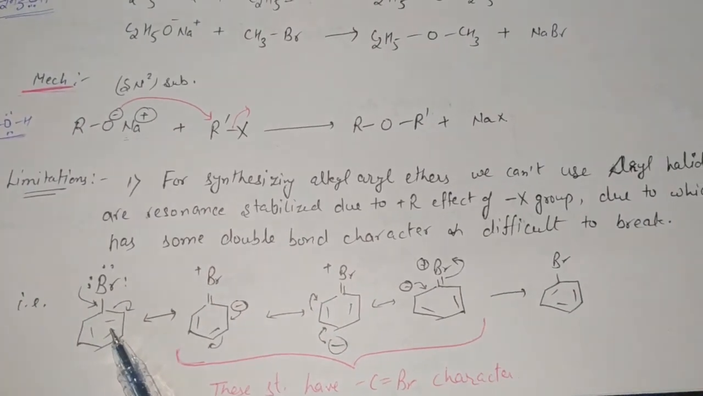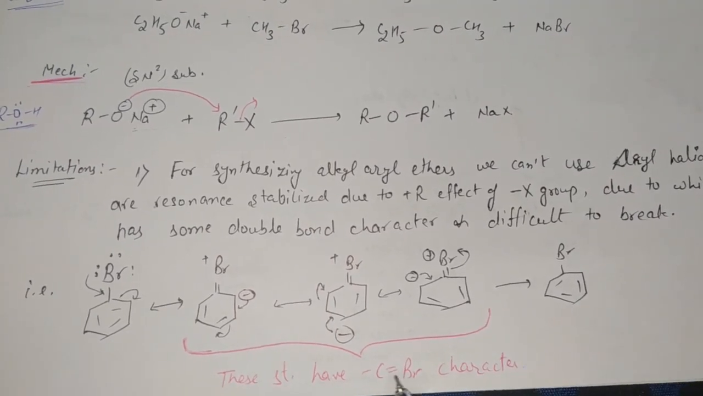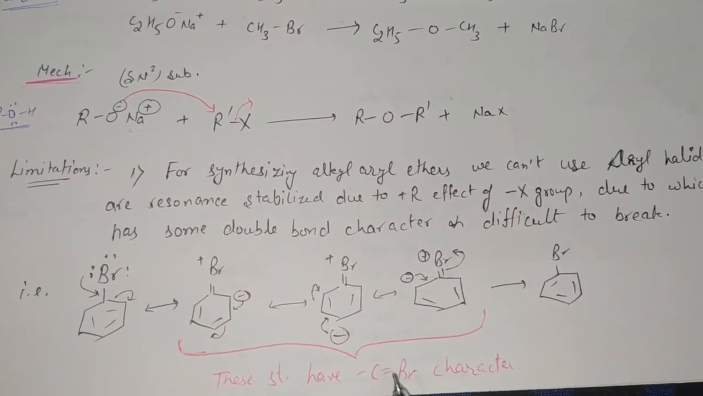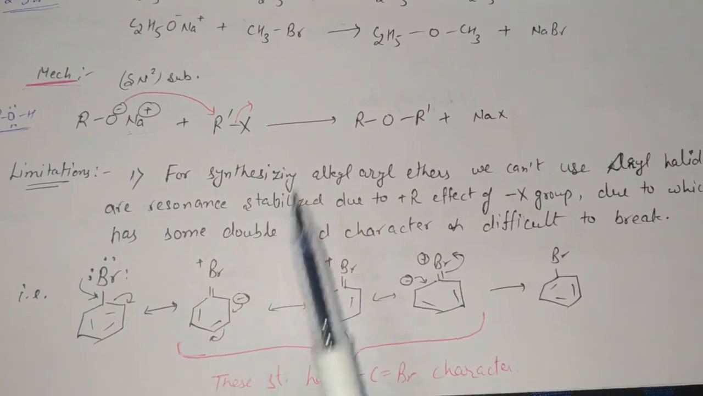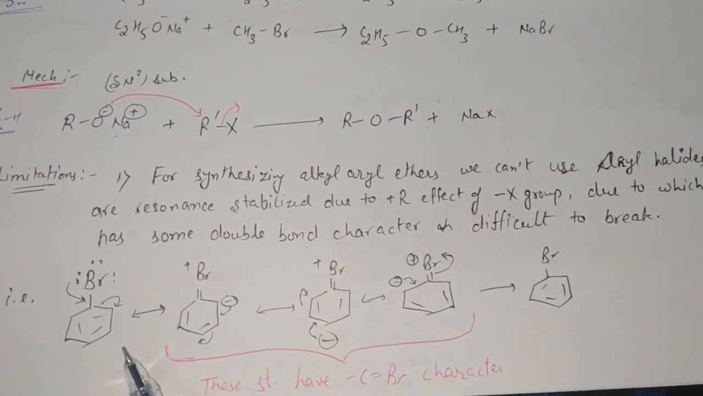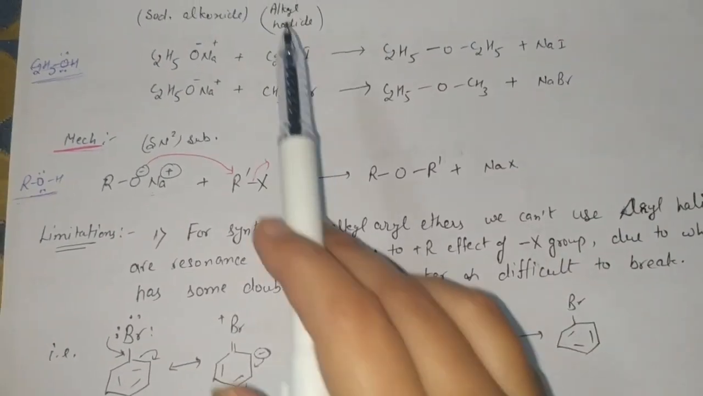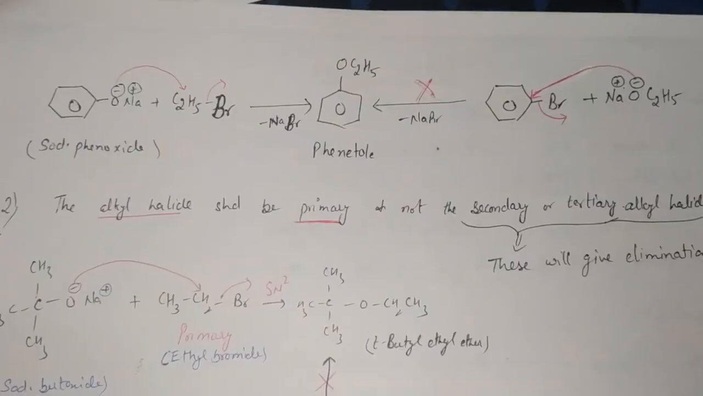So we can say that aryl halides always have a partial carbon-halide double bond, and as we know, double bonds are difficult to break in comparison to single bonds, so we can't use aryl halides in the Williamson synthesis. We always take alkyl halide in the Williamson synthesis.